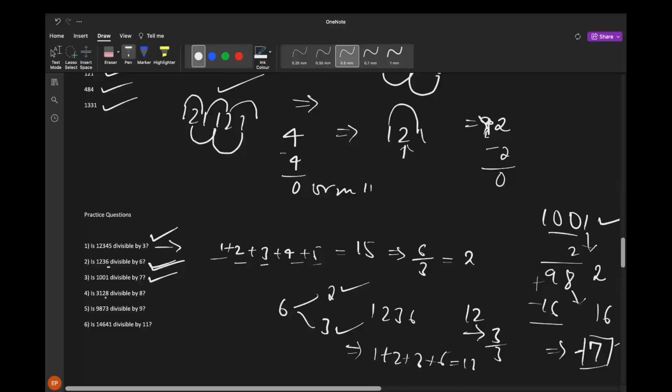What about 3128, divisible by 8? We have to bother about the last 3 digits. 128. It is divisible by 8. So the given number will be divisible by 8.